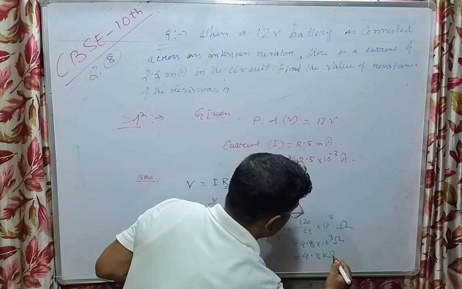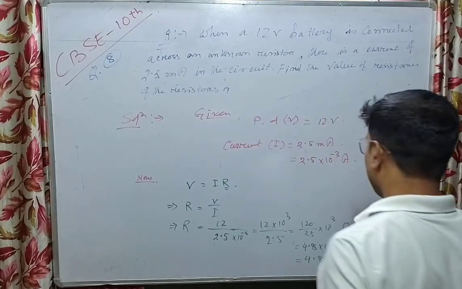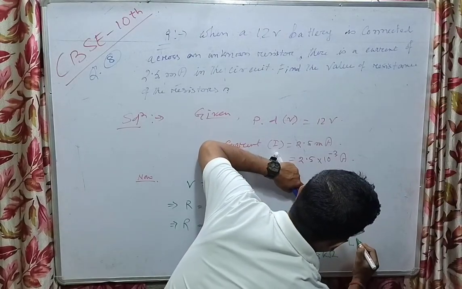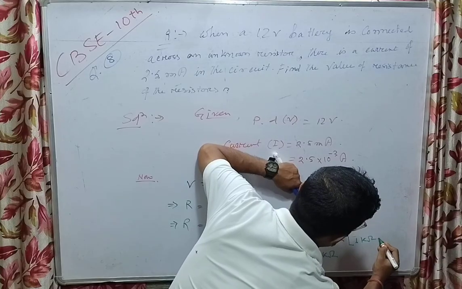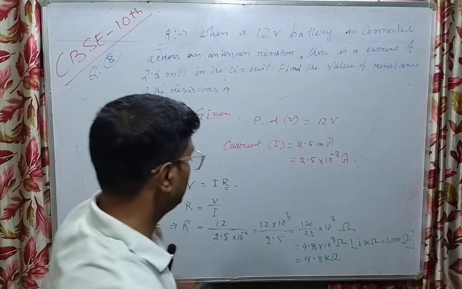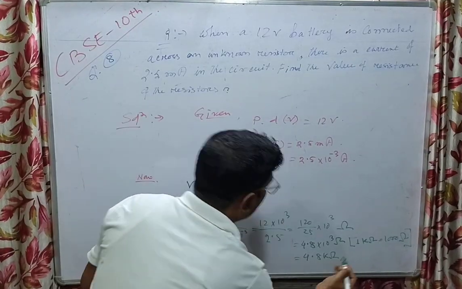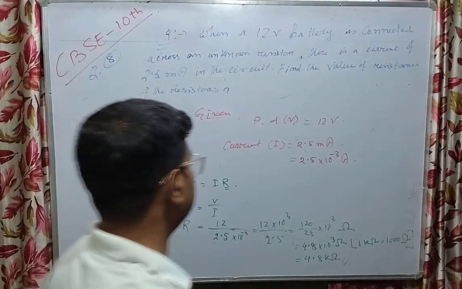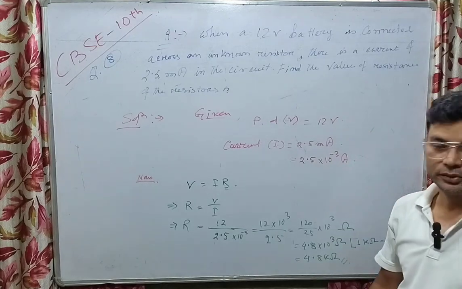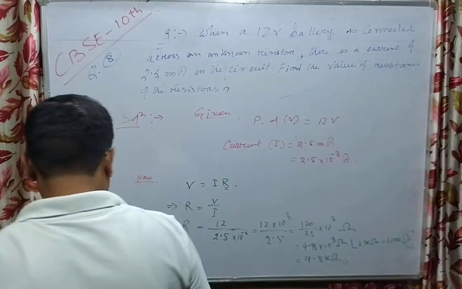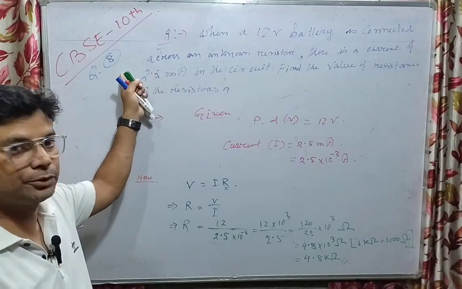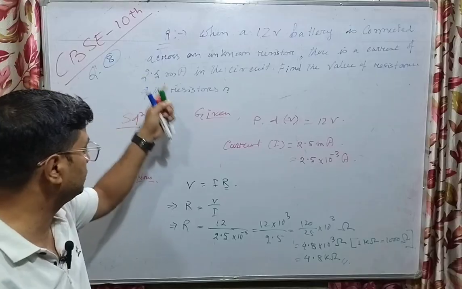That is 4.8 kilo ohm, since 1 kilo ohm is equal to 1000 ohm. The answer is: the resistance of the resistor should be 4.8 kilo ohm here. Okay. This is the solution of this numerical from your textbook, question number 8.